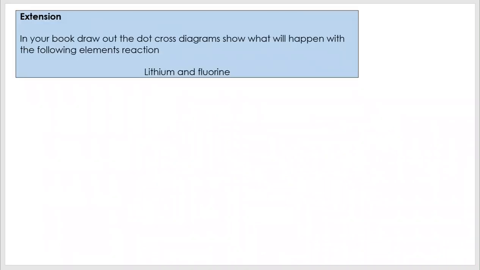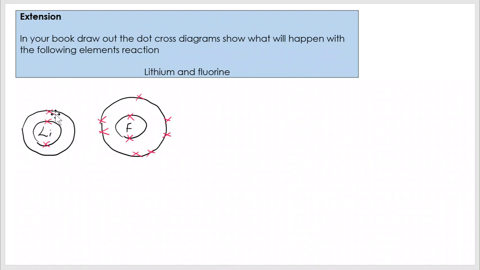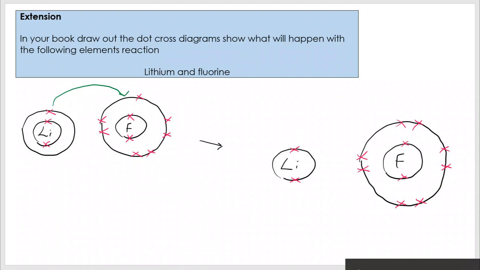So a chance for you to do all of that with 2 different atoms, lithium and fluorine. So let's start off by drawing them out. Lithium is 2,1, fluorine is 2,7. Lithium wants to lose 1 electron, fluorine wants to gain 1 electron. So lithium transfers its electron to fluorine. That then means that the structure of lithium, the electron configuration, is now 2 rather than 2,1. Fluorine is 2,8 rather than 2,7.